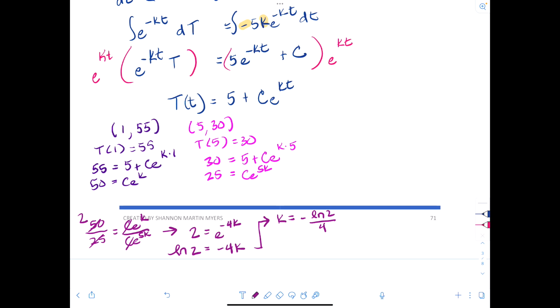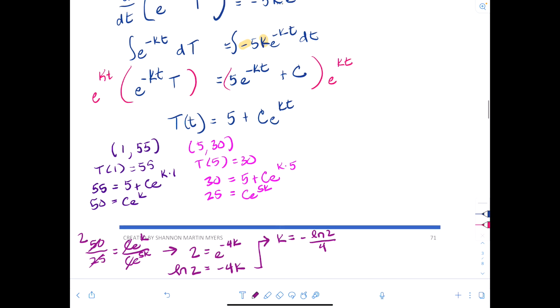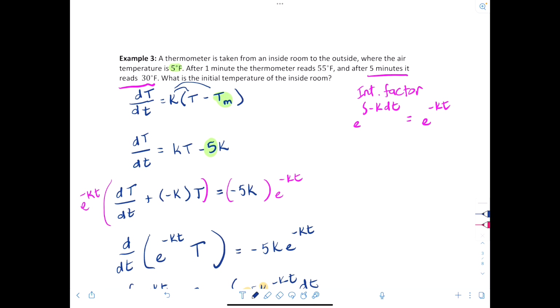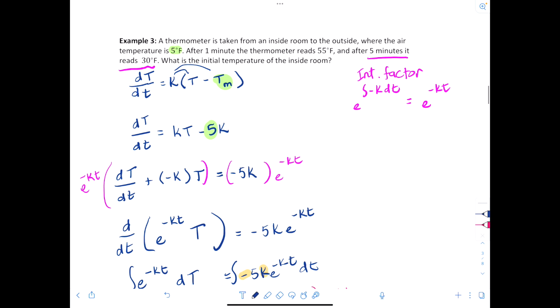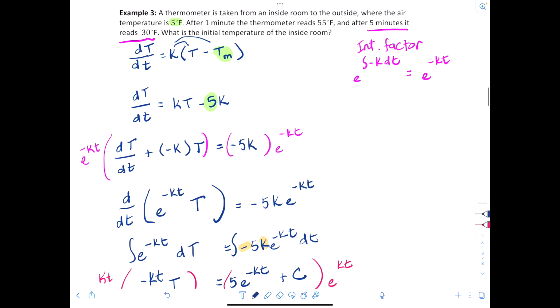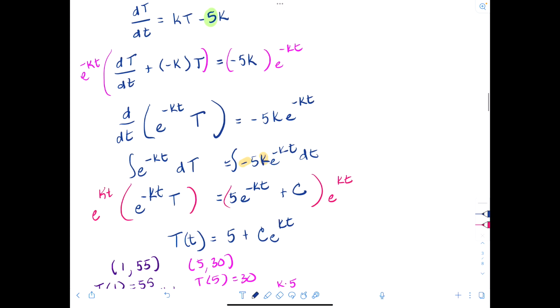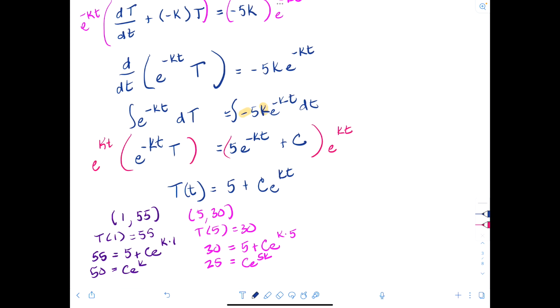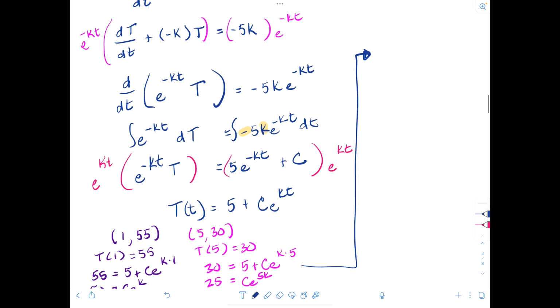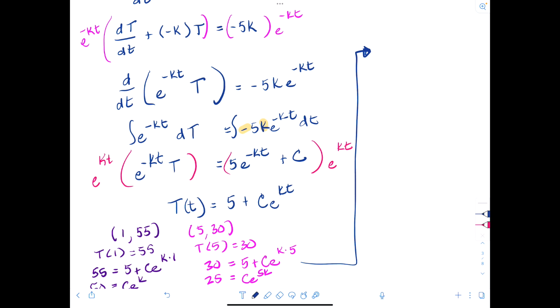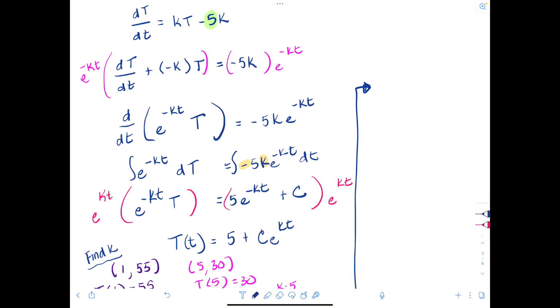All right, so now let's take a look at next steps. So we have our K. Now we want to find the initial temperature of the room, so at time 0. So let's take a look at what to do now. To find the initial temperature, we first need C. So now let's find C.